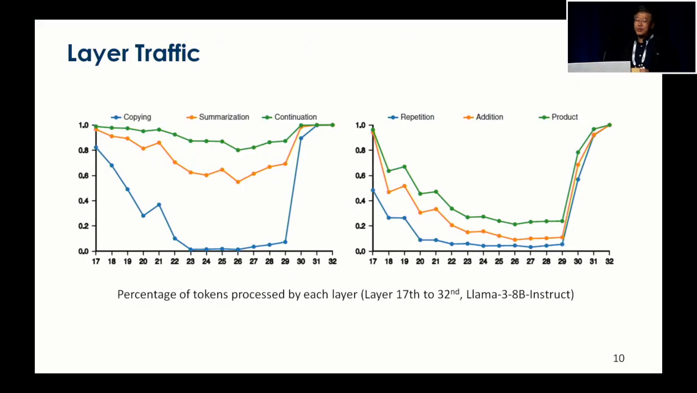And this figure shows you the layer traffic. That means the percentage of tokens that go through each layer. So here I show you the layers from 17 to 20 to 32. We basically use the Llama 3 8 billion instruct model. And you can see clearly that we can skip many of the middle layers if the task is not that difficult.